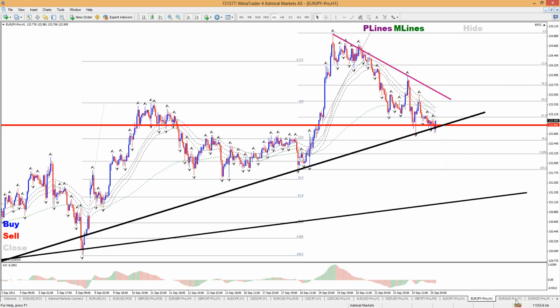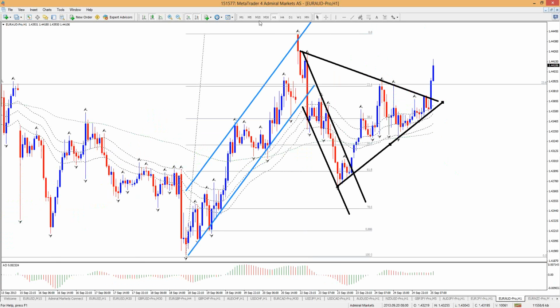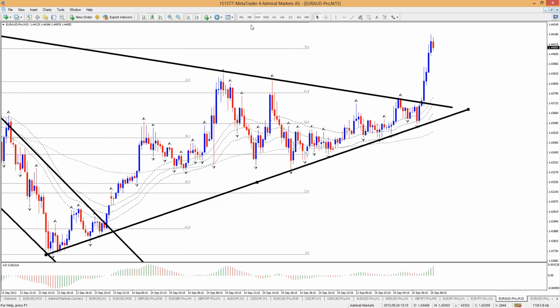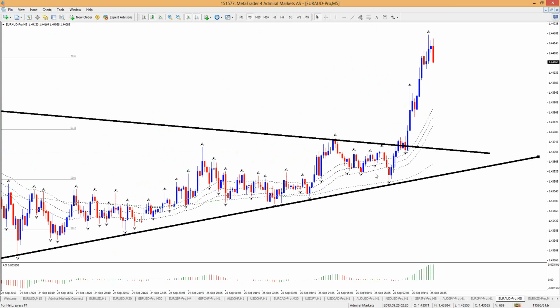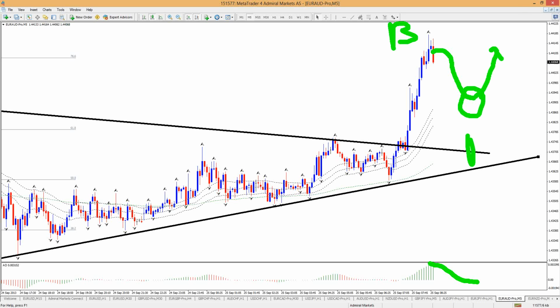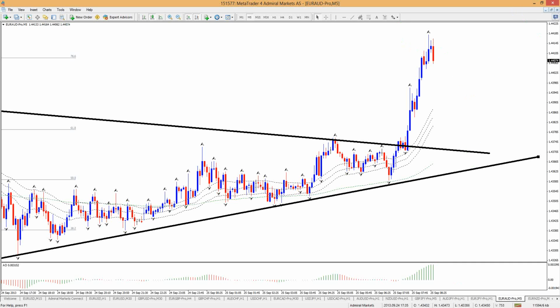Same spot though. Euro Aussie. Let's see if it's making that pullback. Well, eventually it's going to make a pullback, but the oscillator is pretty high here on the 5-minute chart. So what we want to see is the oscillator back to the 0 line, and then a bounce off the band. That could be a good continuation trade. Break, pullback, continuation. Let's keep an eye on that.